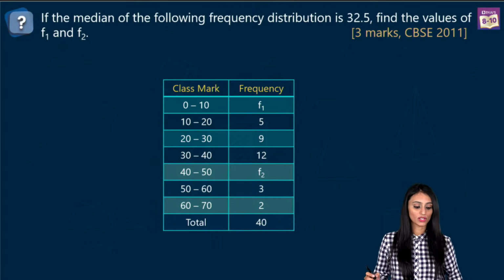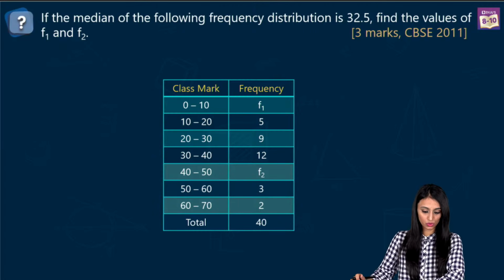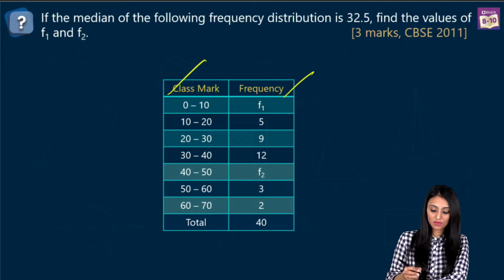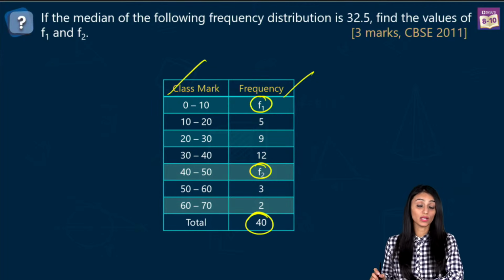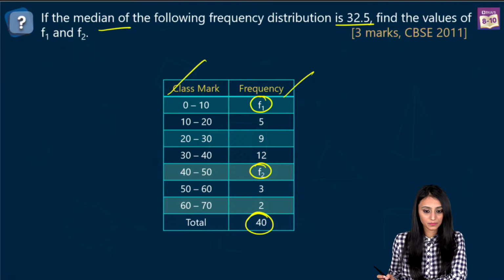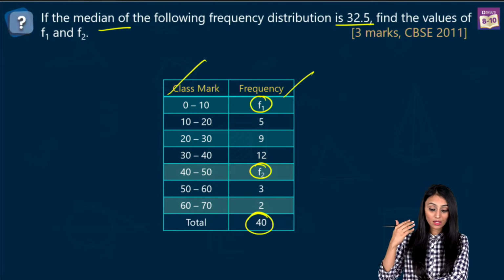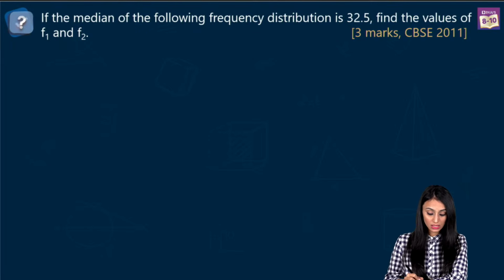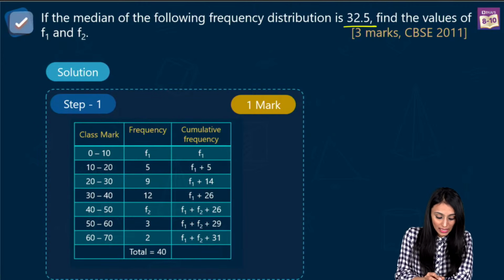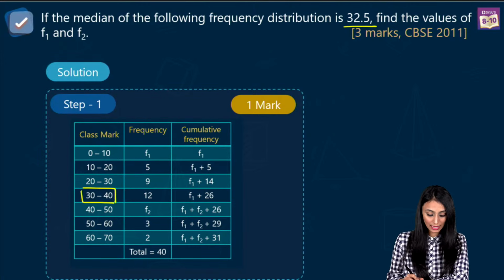Let's take a look at the next question. If the median of the following frequency distribution is 32.5, find the values of F1 and F2. You can see class marks here and frequencies over here. We need to find F1 and F2. We have the total, which is 40. Median is given, 32.5. So when the median is given, you can find out the median class. Median is 32.5, so it will lie between 30 to 40. So we have the median class, and using that we can get the other values.